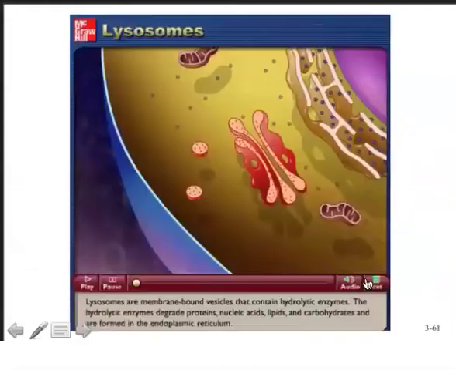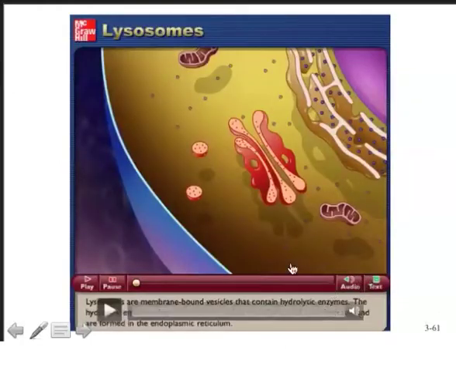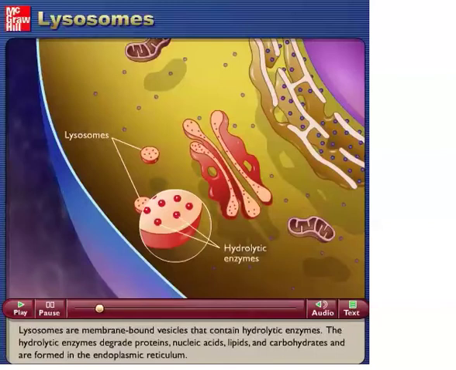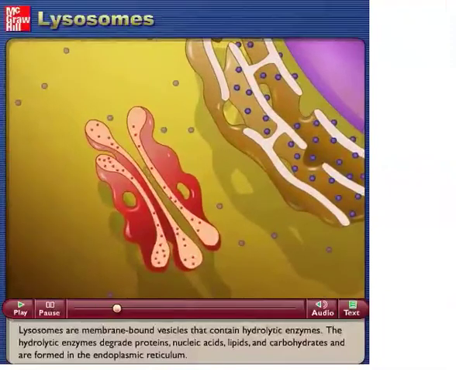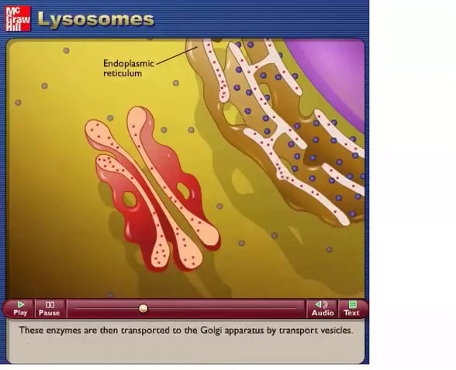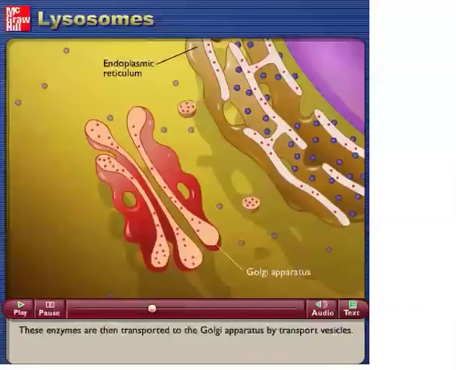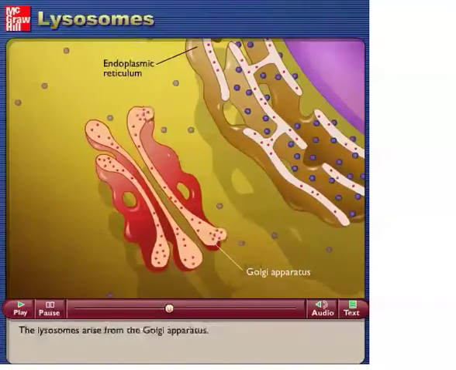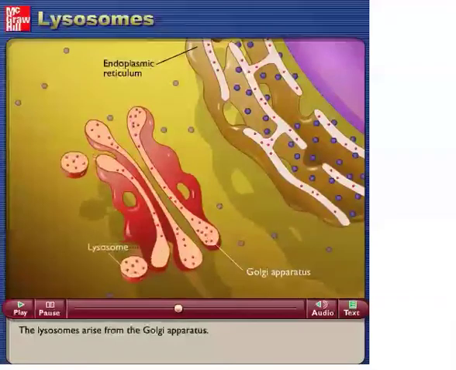So here's a look at lysosomal action. Lysosomes are membrane-bound vesicles that contain hydrolytic enzymes. The hydrolytic enzymes degrade proteins, nucleic acids, lipids, and carbohydrates, and are formed in the endoplasmic reticulum. These enzymes are then transported to the Golgi apparatus by transport vesicles. The lysosomes arise from the Golgi apparatus.